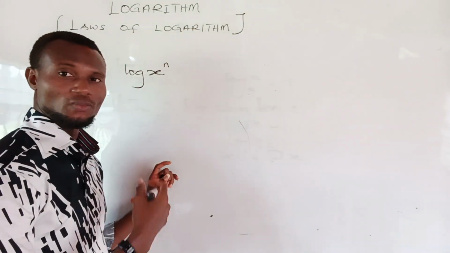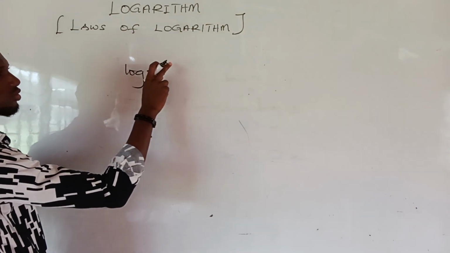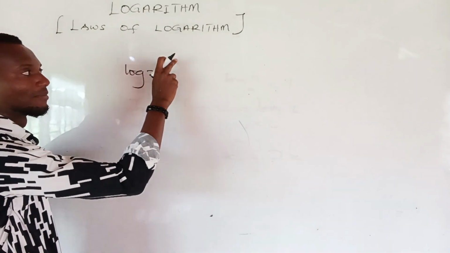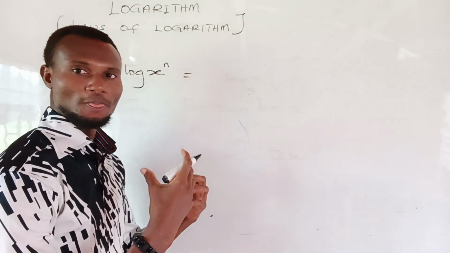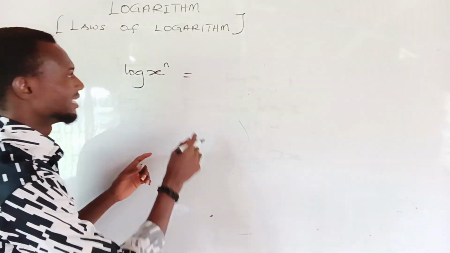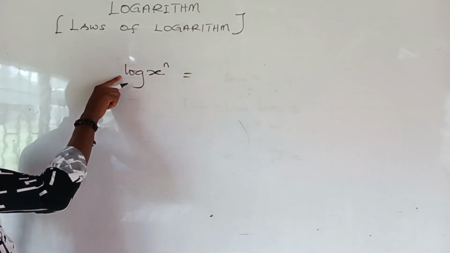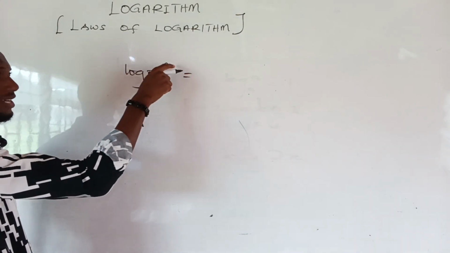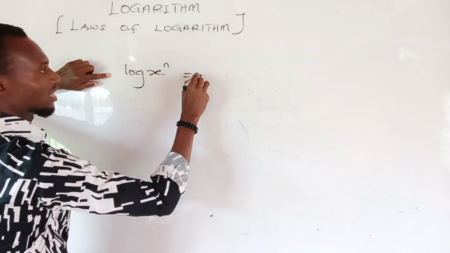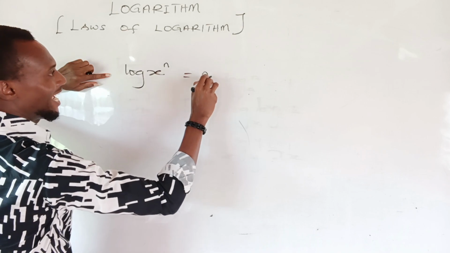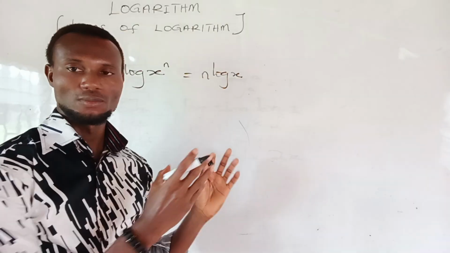Now I want to proceed with the next property, which is very important. So assuming I have log s to the power n. The law of logarithm says that the power that we have here, which is the n, can come in front of the log. It will become a coefficient of the log that I have here. So we are going to have it written as n log s. So that is the next property.